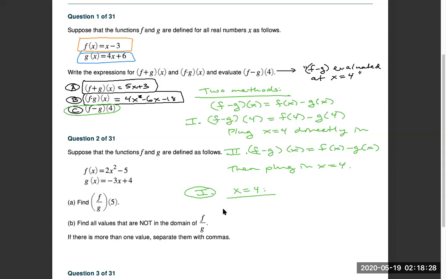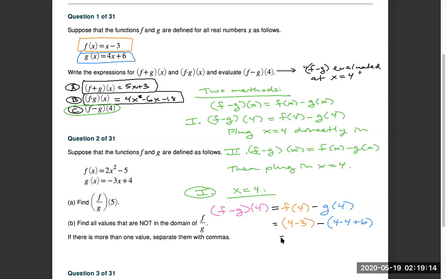Let's go back to color coding. So f minus g at 4 is going to give me what? We'll start with your general: I know that I'm going to have f at 4 minus g at 4. Now f at 4 means plug in 4 for x, so we have 4 minus 3, the quantity, minus, and then g at 4, that's going to be 4 times 4 plus 6.